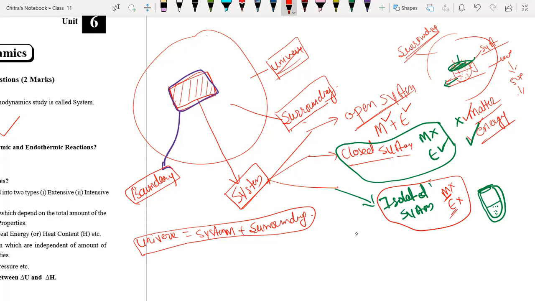Take a screenshot then. Take a screenshot. Done, beta?